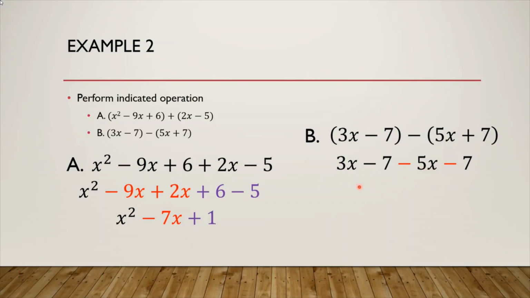Now what you want to do is combine like terms, and you can either rearrange it or just underline the like terms. So I can underline the 3x and the minus 5x, and then the negative 7 and the minus 7. Again, just take the signs of whatever is in front. So 3x minus 5x is negative 2x. Negative 7 minus 7 is minus 14.